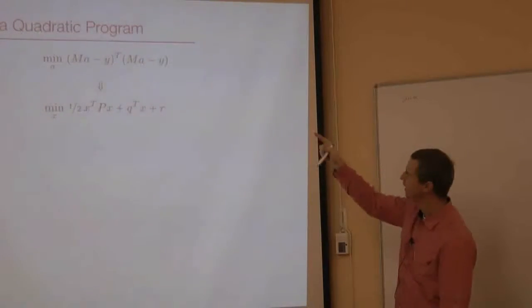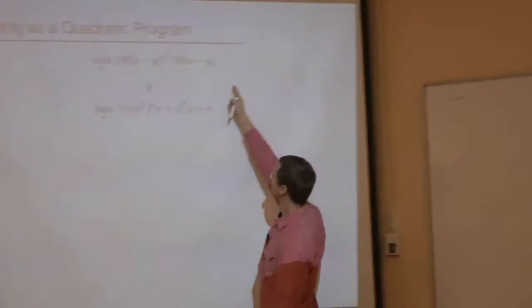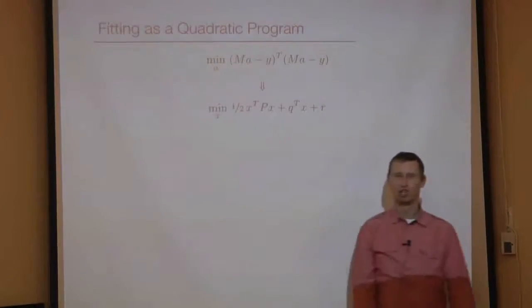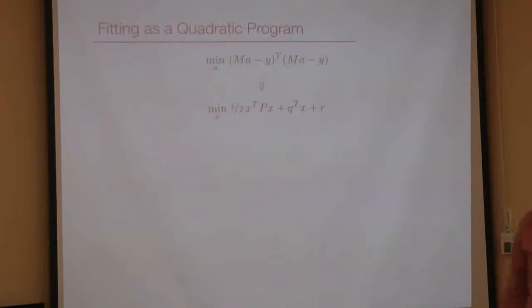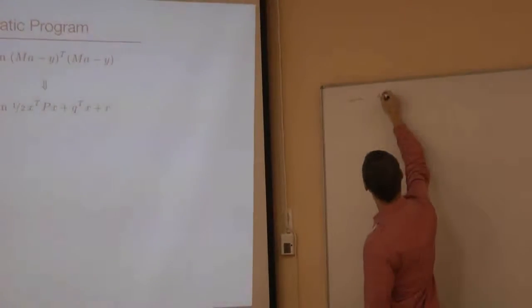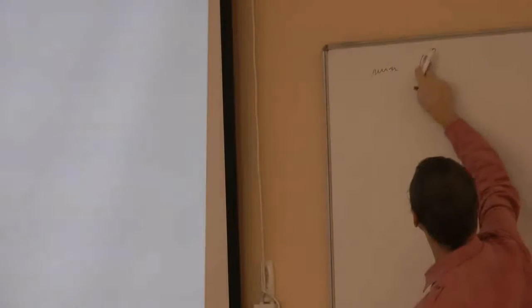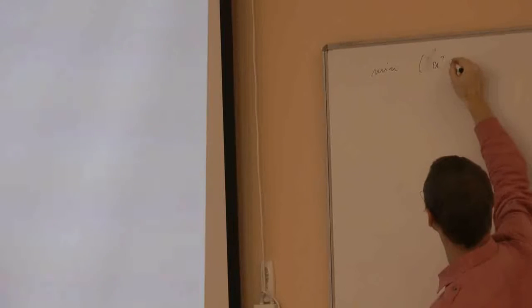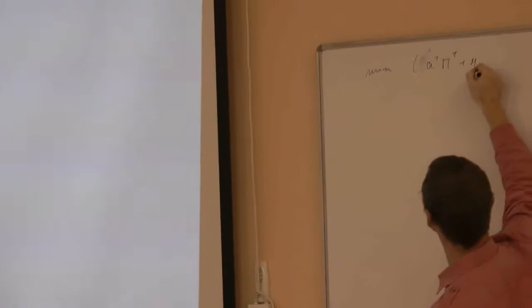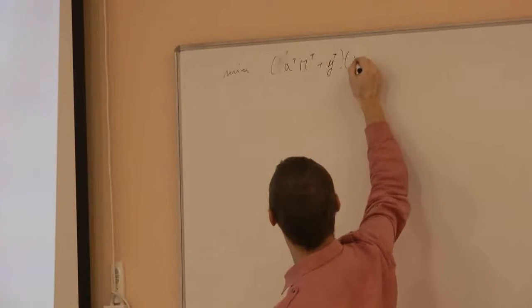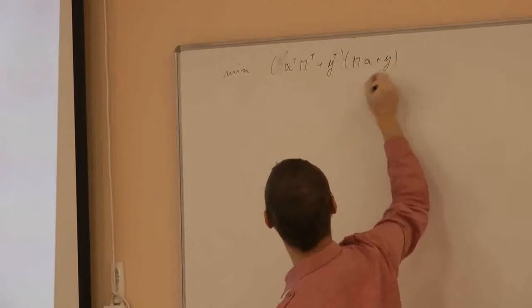So what would be the expansion of the original cost function? Let's transpose and multiply the brackets. What do we obtain? Let's do it step by step. First we transpose the bracket. So the transposition of the bracket is A transposed M transposed plus Y transposed, times MA plus Y, right?